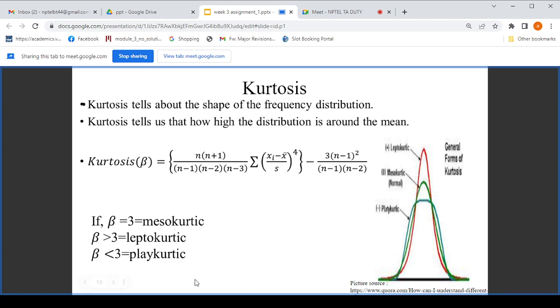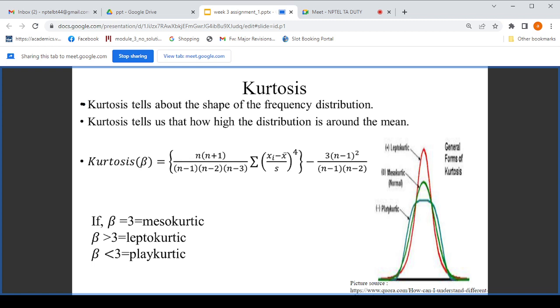From this equation, if we get a value of beta equal to 3, it is known as mesokurtic. If beta is greater than 3, that is leptokurtic. And if beta is less than 3, it is known as platykurtic. So this is all about kurtosis.